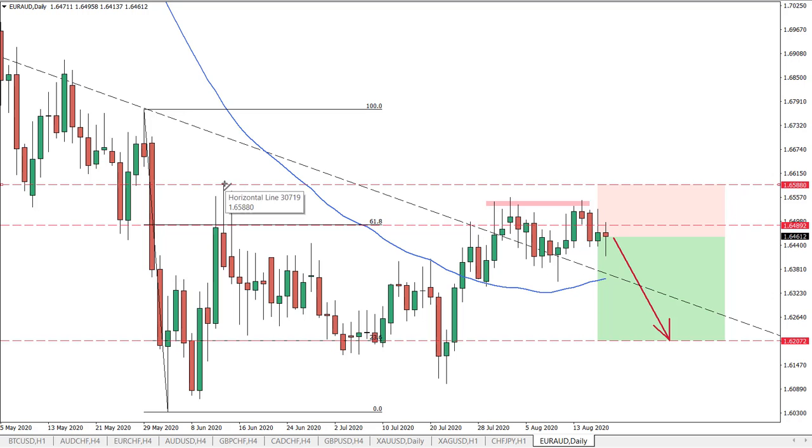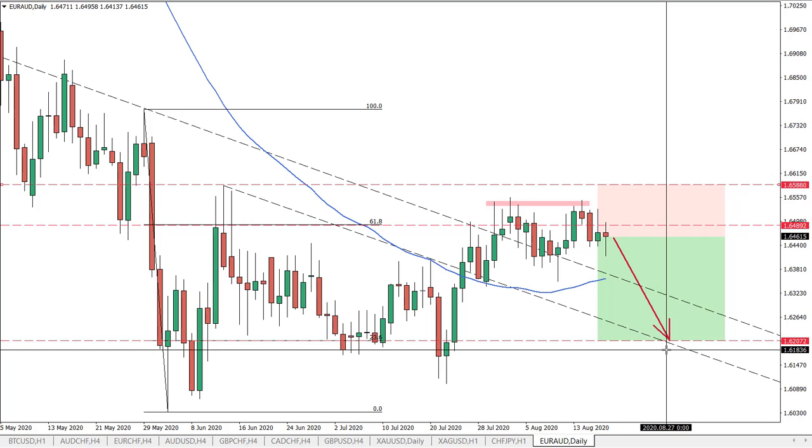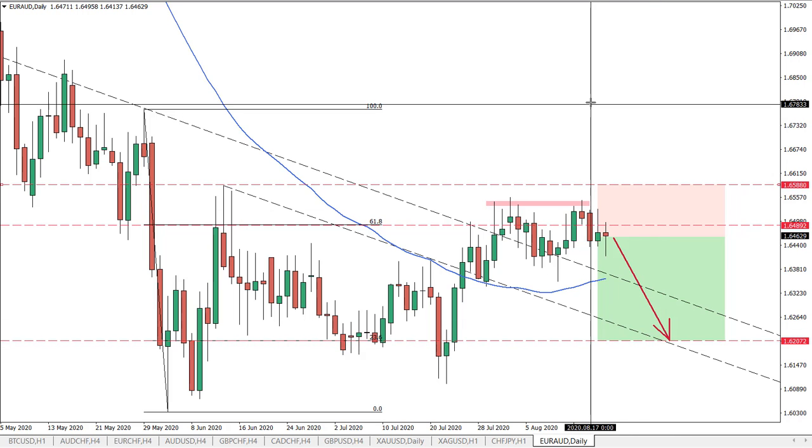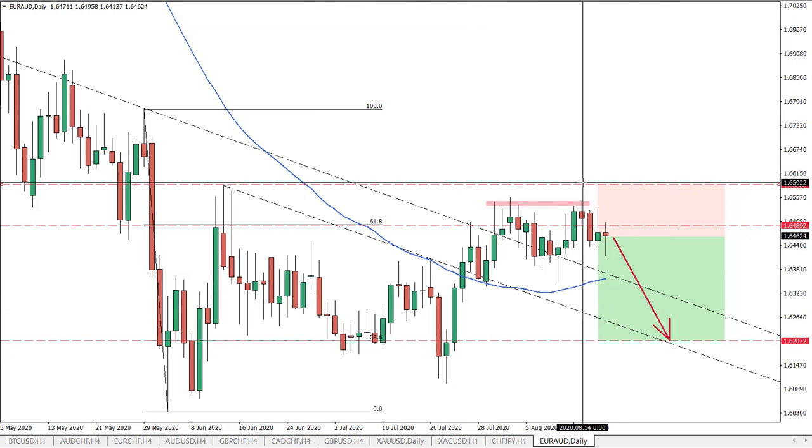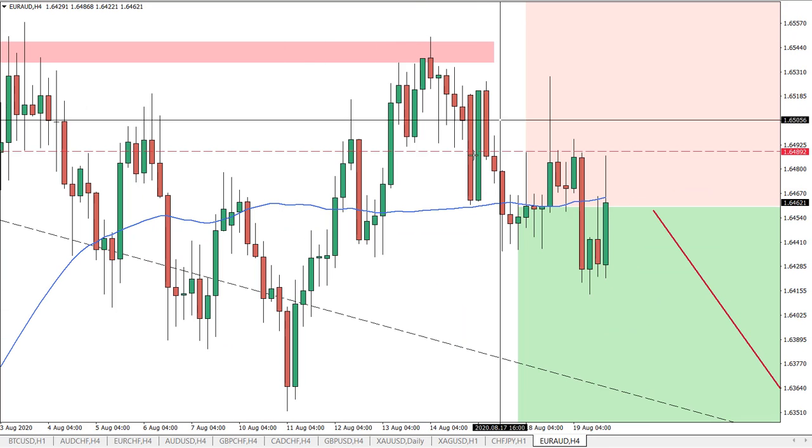And another thing, if we apply the downtrend trend line to these two highs, here is how long it might take. Price might actually get there by the 26th, 27th of August, around one trading week, but this could be the case. So looking very, very nice in terms of the selling opportunity.